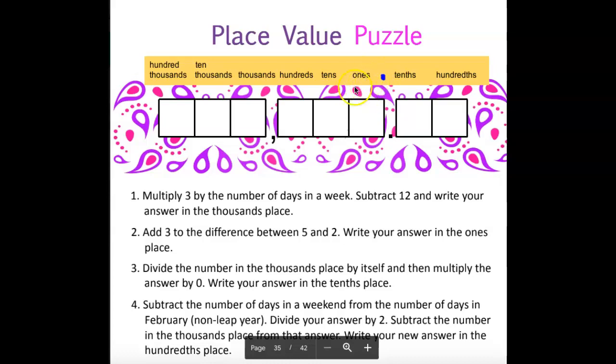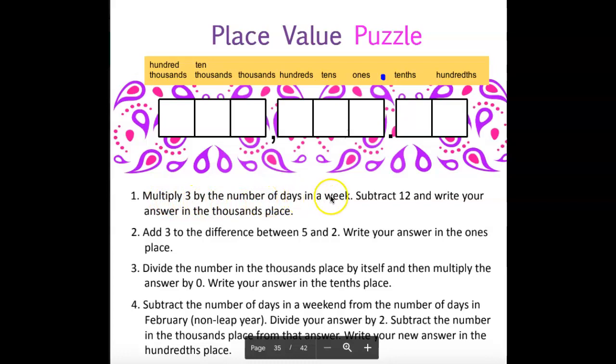So on the left side of the decimal point, the first place is the ones place. This is the tens place, hundreds place, thousands place, 10,000s, 100,000s. Now down here, the first place after the decimal point is tenths. See that THS? And hundredths, THS. Do you see that? All right. So now let's see what this says to do.